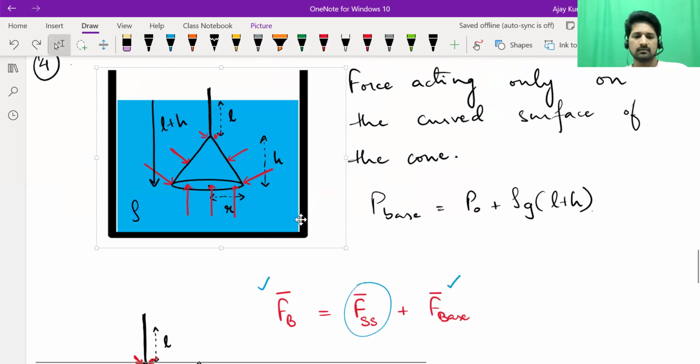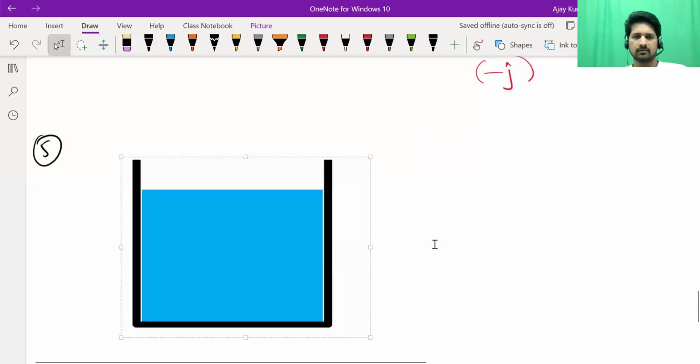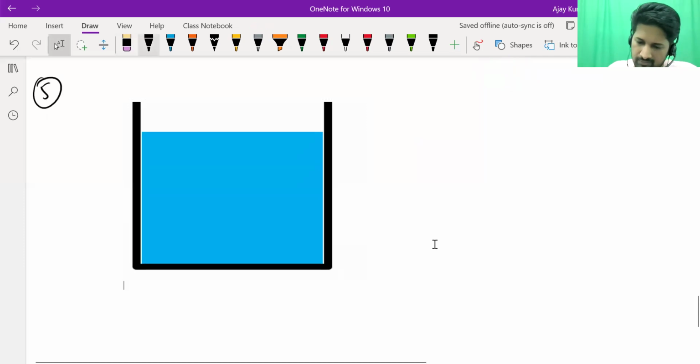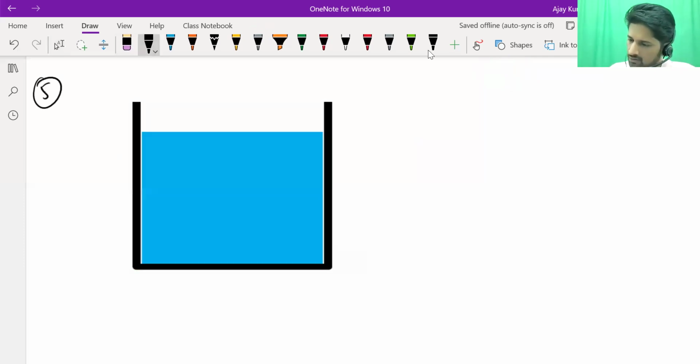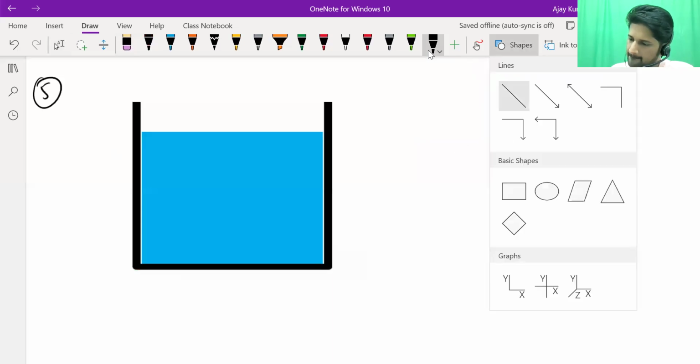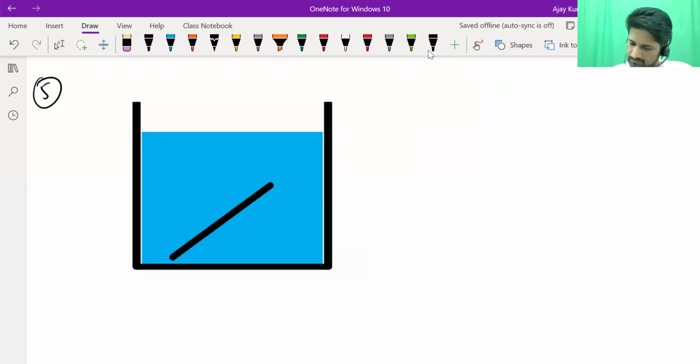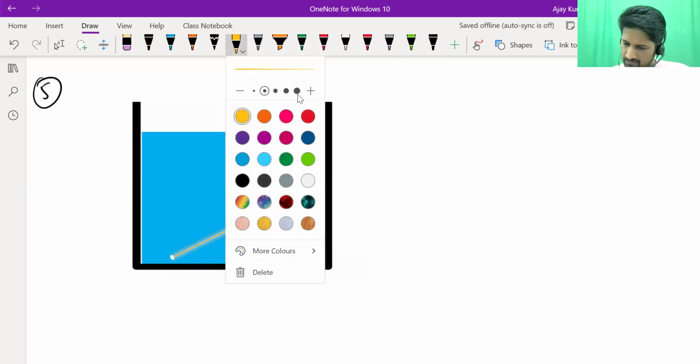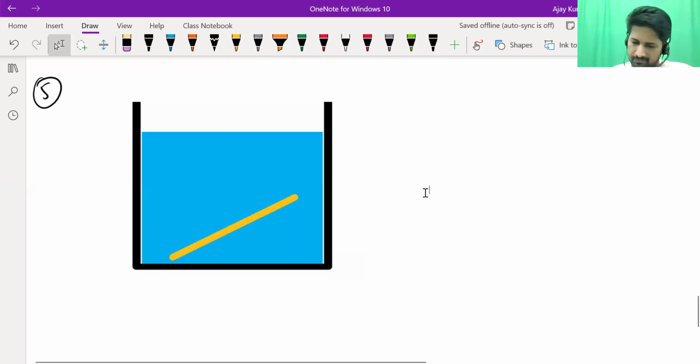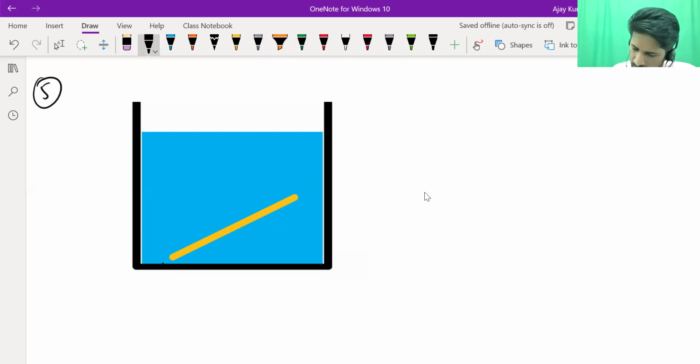Next, another question based on buoyant force itself. Now, inside this tank, assume there is a rod. Let's assume the rod is made of a different material, a lighter material. And the rod is hinged to the bottom of the tank. It is free to rotate. And when the angle made with the bottom of the tank is 37 degrees, this rod is released.